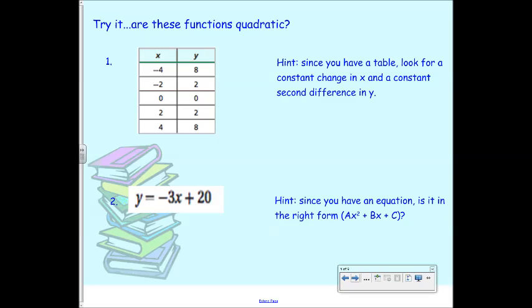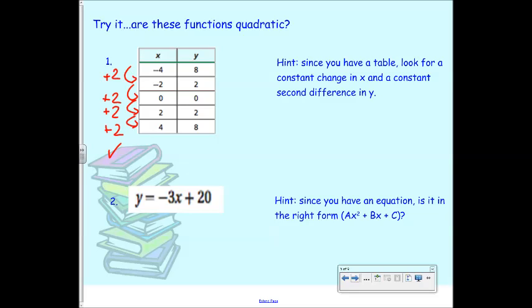Okay, so take a look at this example. We're going to try to figure out if it's quadratic. The x's work the same way, so let's figure out what our change in x is. How do I go from -4 to -2? Plus 2. How do I go from -2 to 0? 0 to 2 and 2 to 4. Okay, so far are we good? Yes, that's a constant change in x, so that's good.